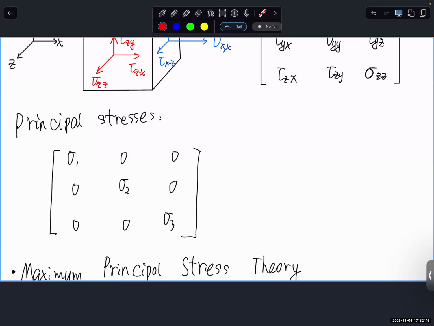Let's say it failed because of principal stress. I want to find the orientation where the plane has the maximum stress. That is the situation where I rotate to a certain orientation, all the shear stress disappears and only normal stress stays. That is the physical meaning of the principal stresses.